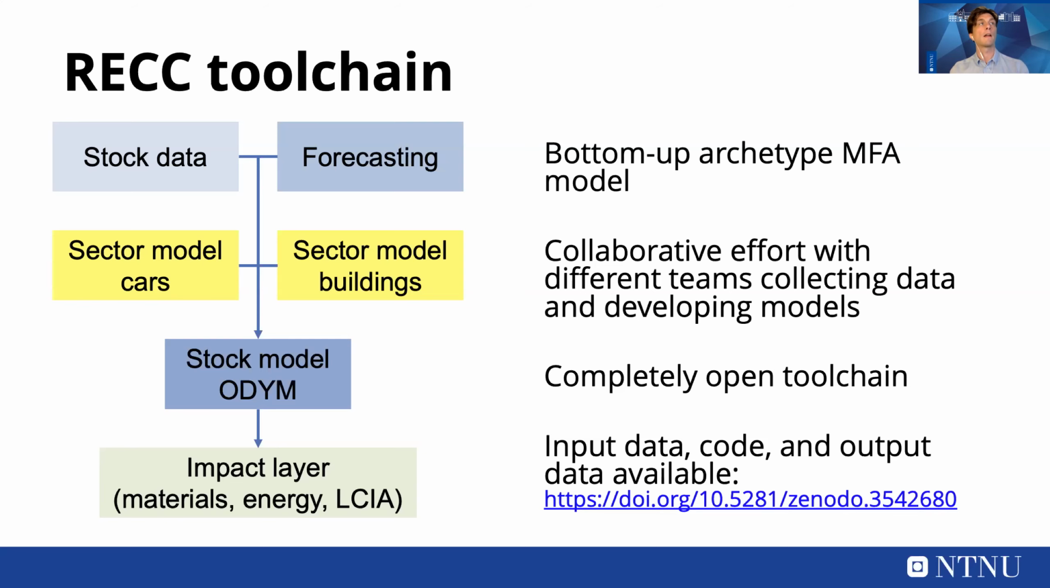You can see the tool chain. We have different parts of this model. It's an entirely open tool chain. All of these parts can be reproduced and downloaded, and it is more or less possible to reproduce all the results. That means the input data, the code, and also the output data are all open access. So let me please elaborate here a little bit. First of all, this is a very simplified version of how the model works.